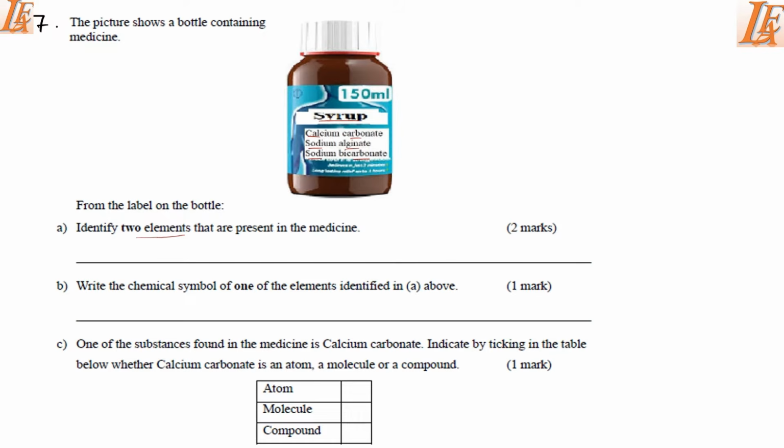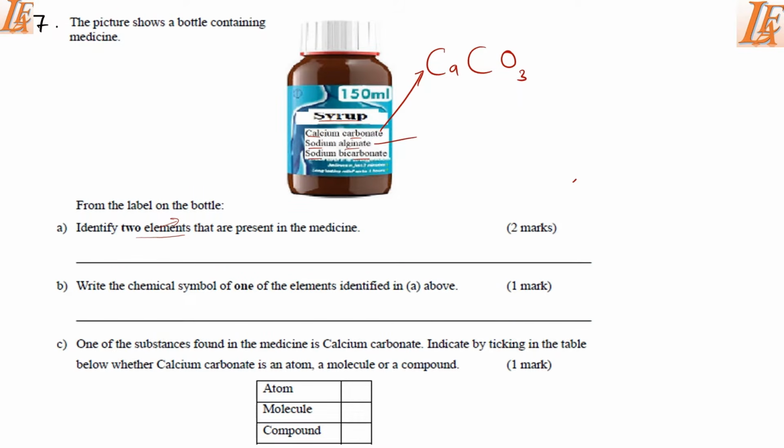But remember, an element is defined as a pure substance that cannot be split into any simpler substance by any chemical process. So in this case, for us to identify the elements present, we must first know the formula of the compounds which are present in these labels. Like in this case, the formula for calcium carbonate is CaCO3.